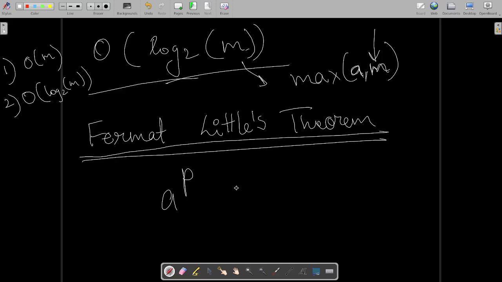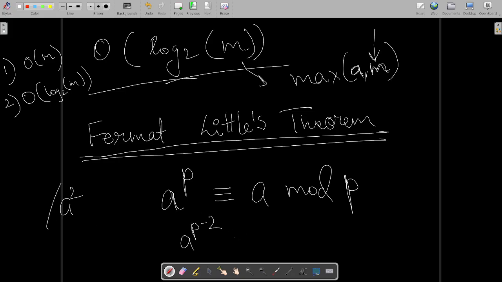Cool. So this is what Fermat's Little Theorem tells us. Now understand, P should be prime. Once P is prime, a prime number is always co-prime with any other number, so you don't have to worry about anything else now. Now see what I'm going to do. I'm going to divide both sides by a squared. So what is going to happen? a to the power P minus 2 is going to be equal to a inverse mod P.